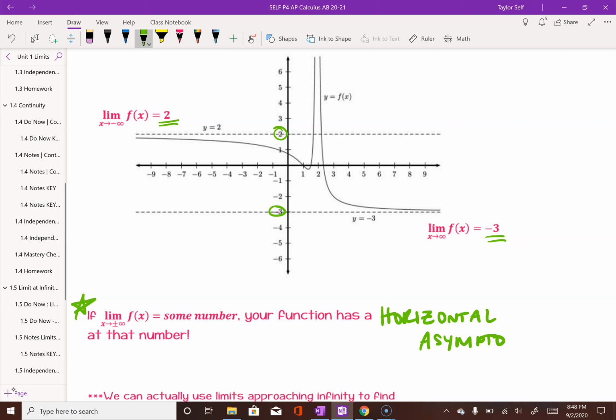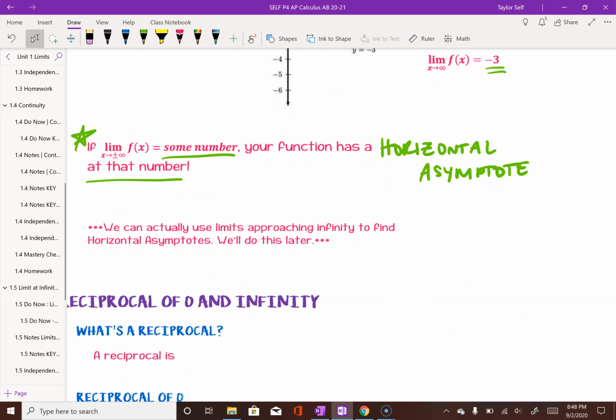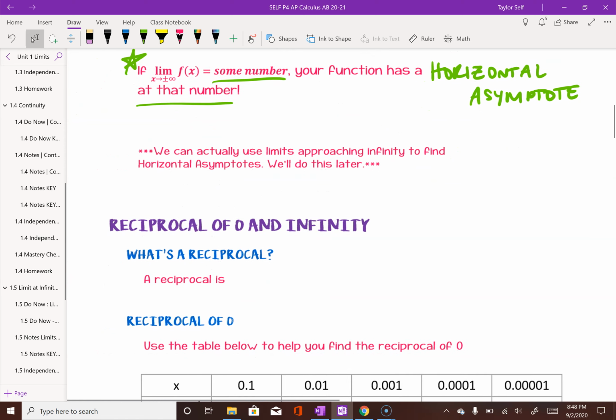A horizontal asymptote at that number. Okay, so anytime you just get some number from a limit as x approaches positive or negative infinity, you get a horizontal asymptote at that number. And we can actually use limits approaching infinity to find horizontal asymptotes. We will do this later today.